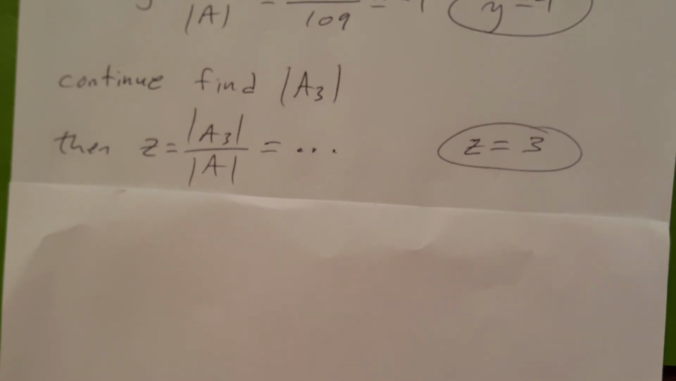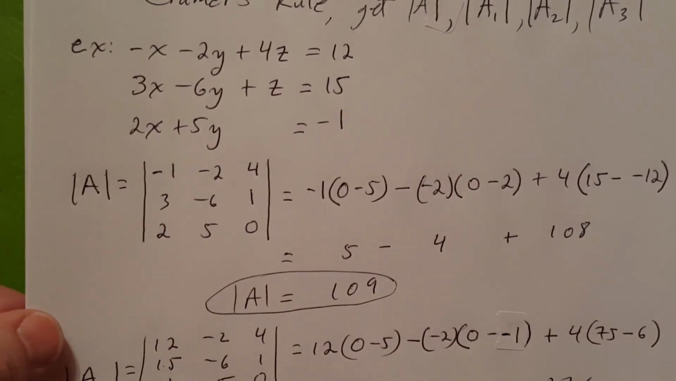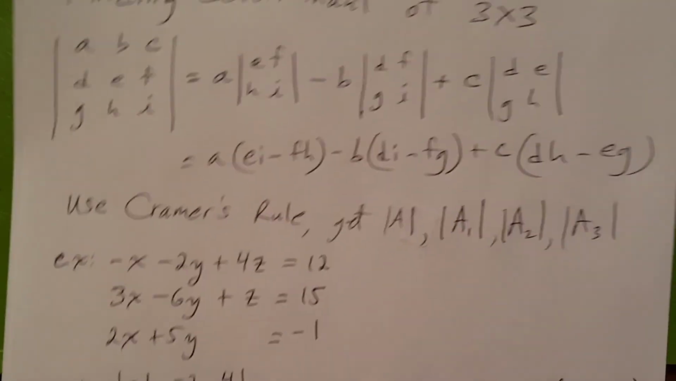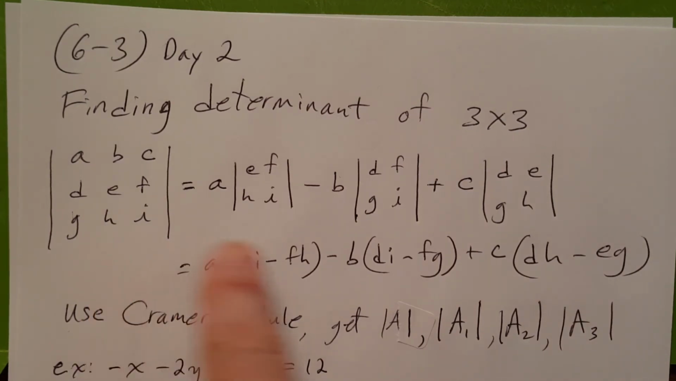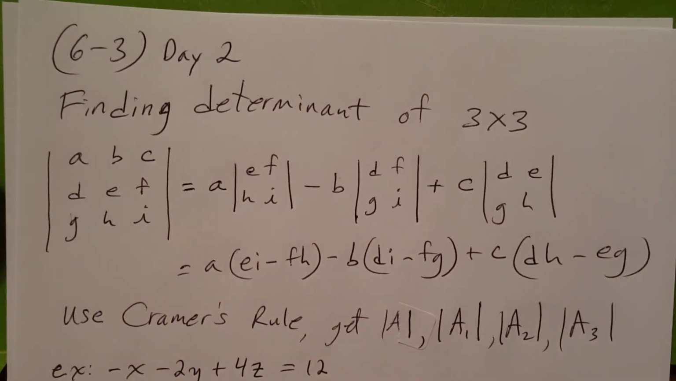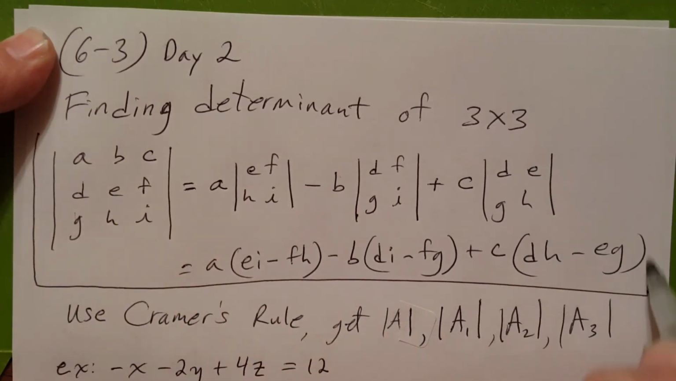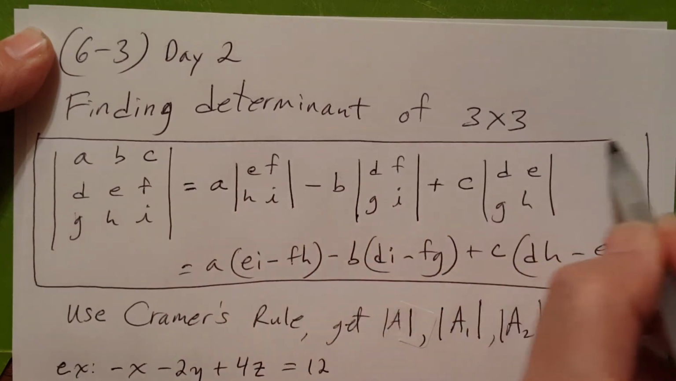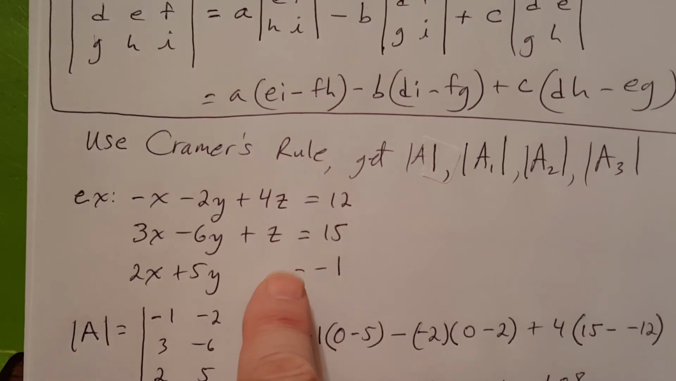Okay, I hope that wasn't too confusing. What we did today basically was to find out how you get the determinant of a 3 by 3. And it was this pattern right here. This was the key right here. Shall we put that in a box? This is how you find the determinant of a 3 by 3. And then we use Cramer's rule to find x, y, and z.